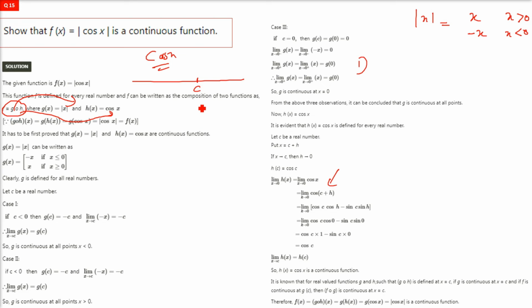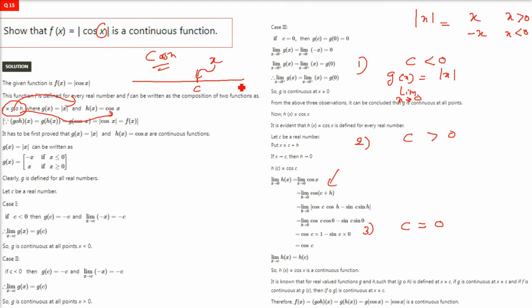you can be taking any value c. This c or k can be less than 0, greater than 0, or equal to 0. All the cases you have to take, because you are showing mod x is continuous, right? So whichever constant c or k you take, ultimately you have to talk about x, because here x is approaching c. So g(x) is equal to mod x, which is what we have presumed.